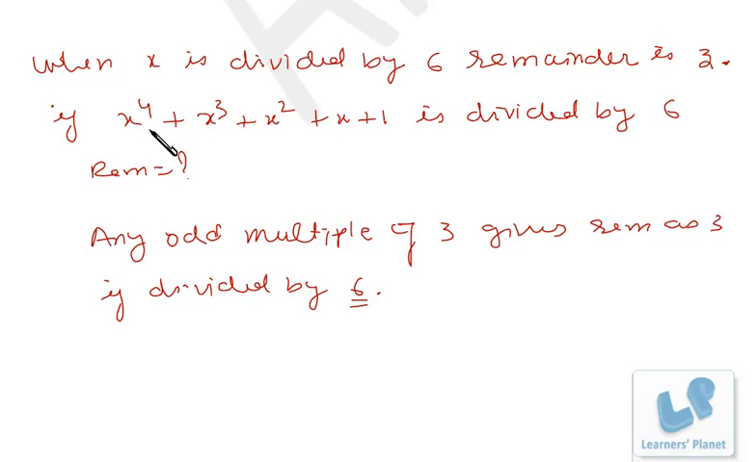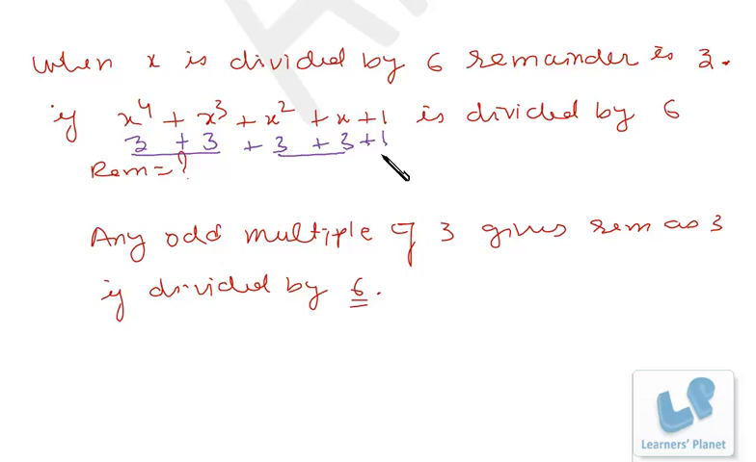So here, if this term is divided by 6, the remainder will be 3, right? This term is divided by 6, still the remainder will be 3. This term is divided by 6, still the remainder will be 3. And here we already know that's 3. So this is the final remainder. This is 6 gone, 6 gone. So we are left with 1, right?